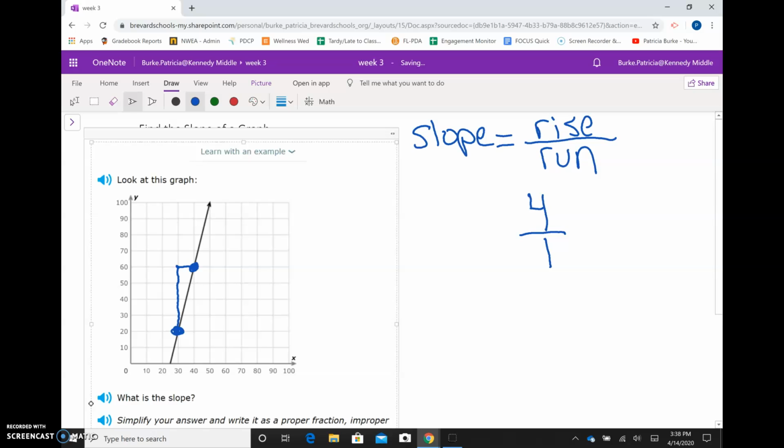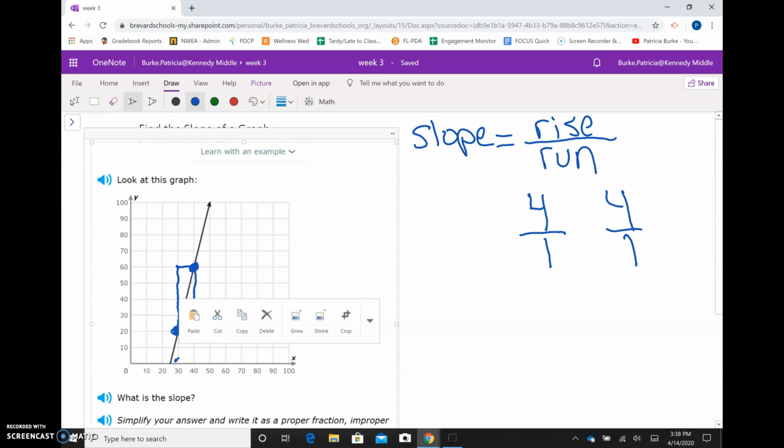Now what if you wanted to run first? Well, you could have done that. I had some people who wanted to run first. You ran once, but remember, running goes on the bottom. And you rise 1, 2, 3, 4. But remember, you read these from top down, rise over run.